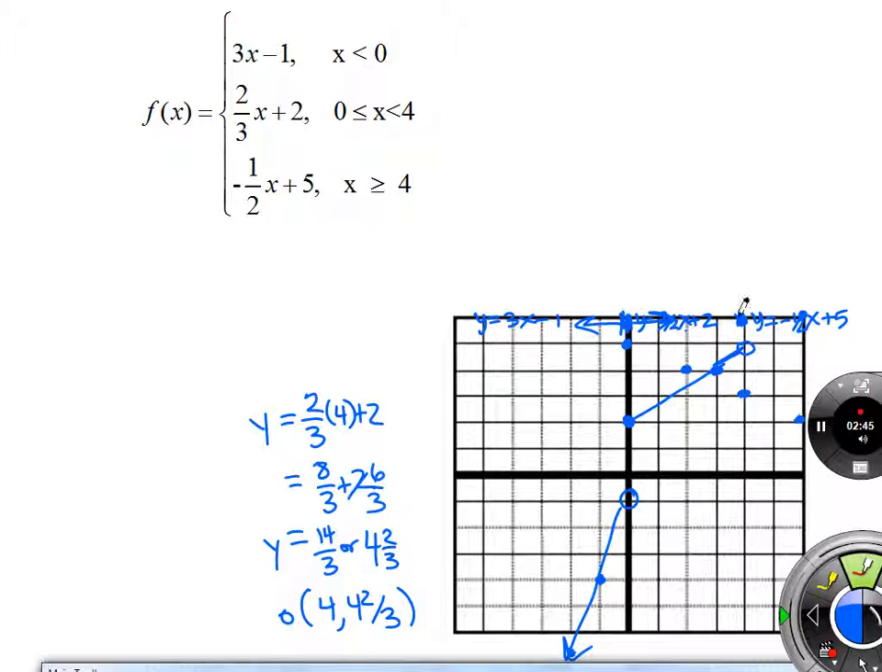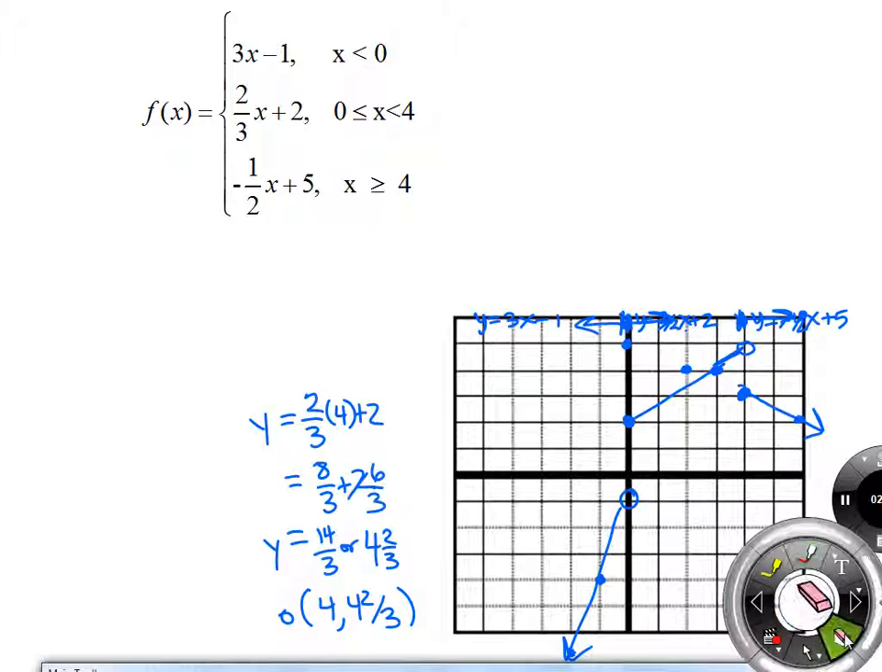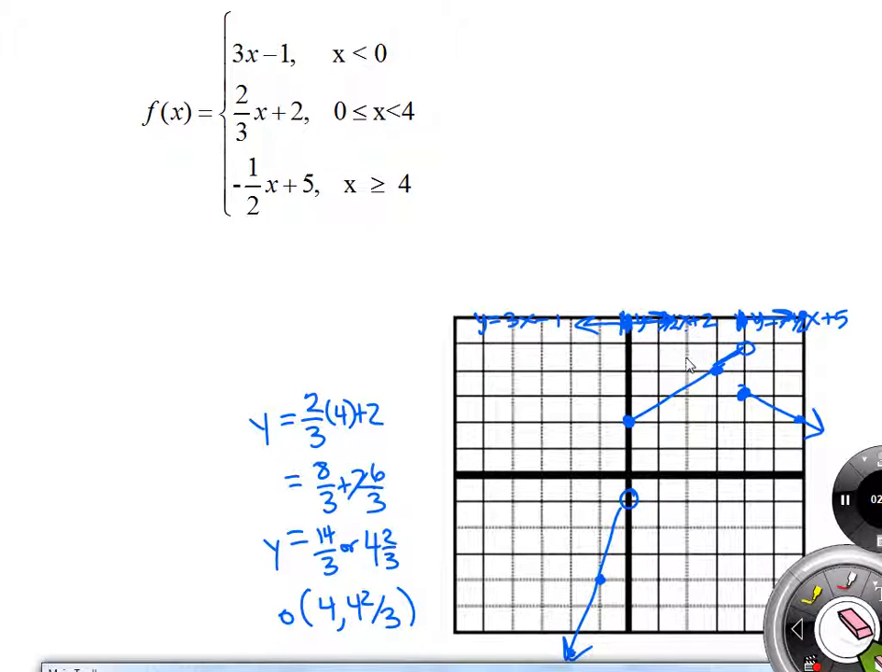But again, it doesn't start here till 4, and we only want to the right of that boundary. And it should be a filled-in endpoint. So that is from this closed endpoint to this direction. And those other points that I plotted for this line would not be included because they're outside the boundary. So this would be our piecewise function.